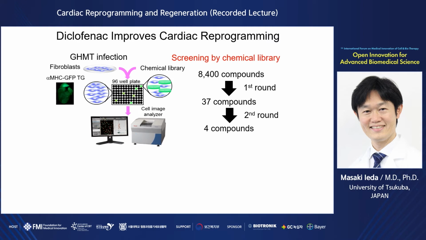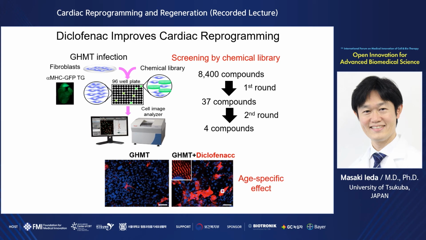After the second round, we found that four compounds could maximally improve cardiac reprogramming in fibroblasts, and one of them is diclofenac. As you can see in the lower panel, addition of diclofenac to GHMT overexpression could greatly improve cardiac reprogramming in aged cardiac fibroblasts. And more interestingly, we found that this effect of diclofenac is only in aged fibroblasts, but not in embryonic fibroblasts, suggesting the diclofenac effect is age-specific, which is very curious.